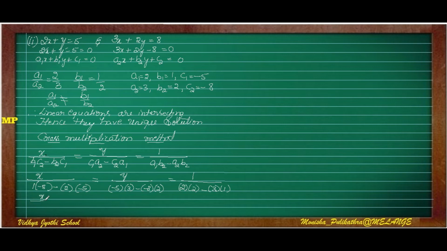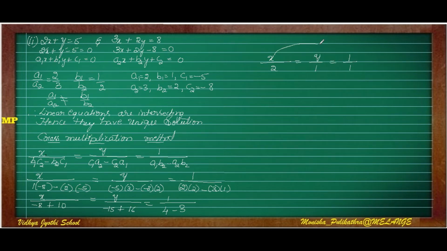Okay, so x divided by, next we have to multiply it: 1 into minus 8 is minus 8, minus into minus plus, 5 2s are 10, is equal to y divided by 5 3s are 15, that is minus 15, minus into minus plus 8 2s are 16, is equal to 1 divided by 2 2s are 4 minus 3 1s are 3. So here we will get x divided by minus 8 plus 10 is 2, is equal to y divided by 1, is equal to 1 by 1.